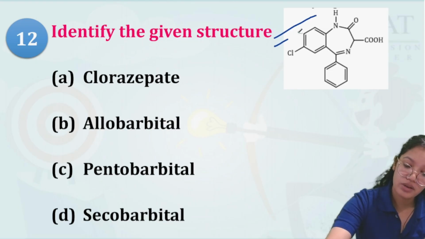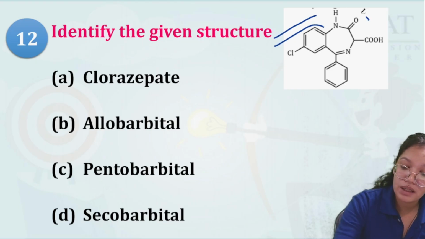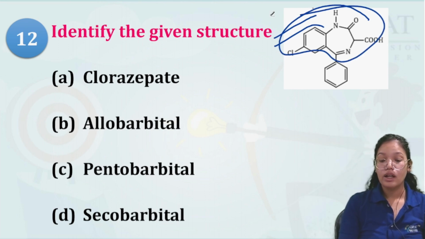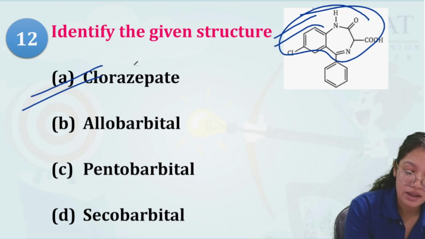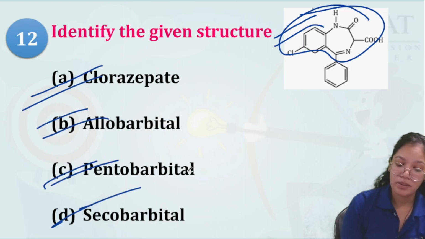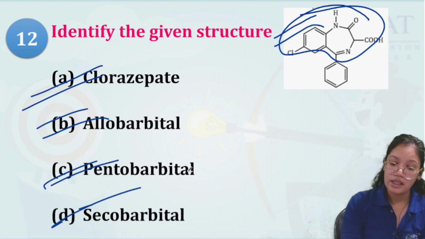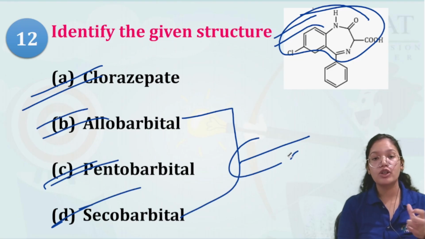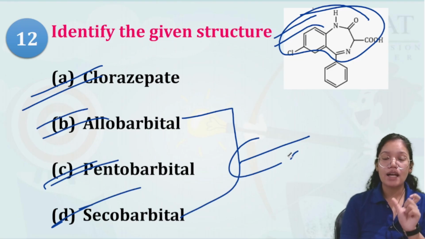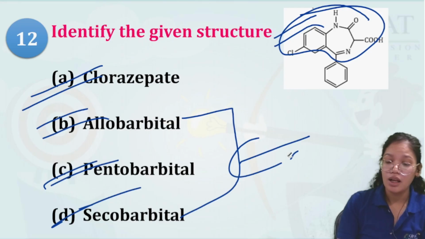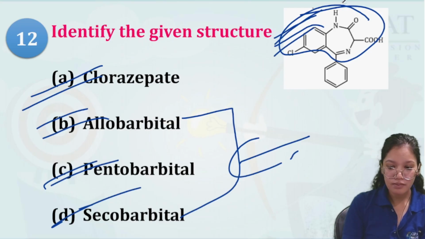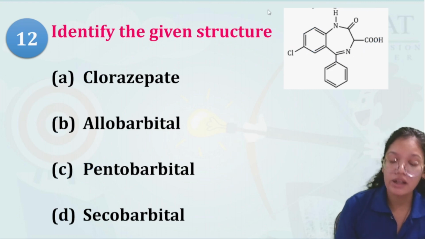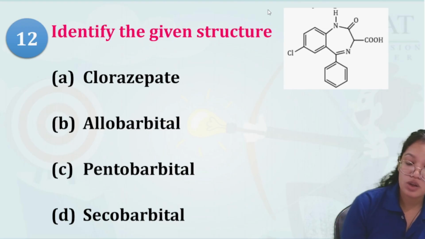This is the given structure, we have to identify it. We have a benzodiazepine nucleus here, so it is a type of benzodiazepine. Now if we look at the options, it says chlorzepat, then pentobarbital and secobarbital. B, C and D are barbiturates, so they should have a barbituric acid nucleus if they are barbitals. But here we have a benzodiazepine nucleus, not a barbituric acid nucleus. So it can't be a barbital.